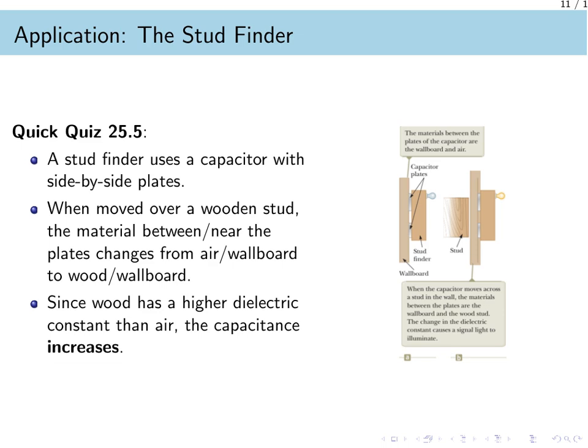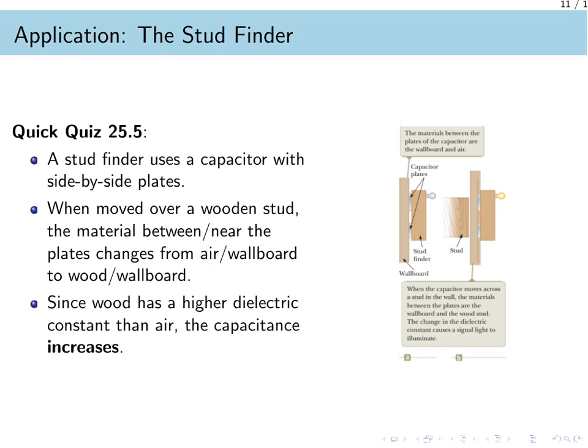A highly practical application of these theoretical principles is the common stud finder used by carpenters around the world. A stud finder utilizes a capacitor with side-by-side plates rather than the traditional facing plates. When the device is physically moved over a wall, the material located near the plates changes. Initially, the materials existing between the plates are simply the wallboard and air. When the device moves across a hidden wooden stud, the materials become the wallboard and the solid wood stud.